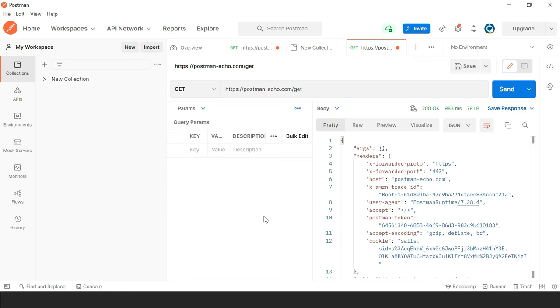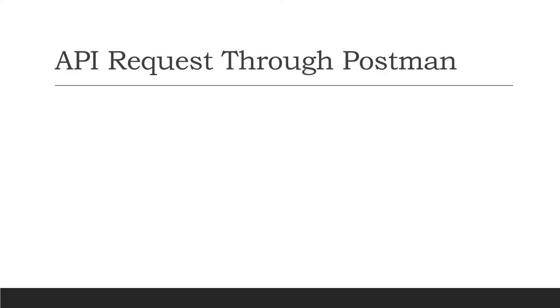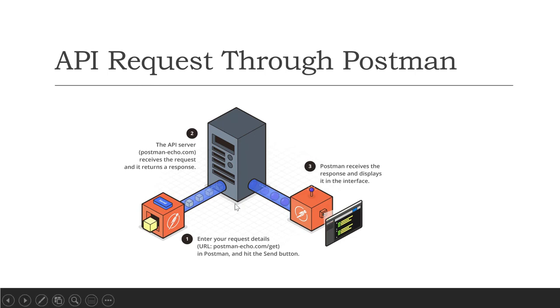And now we will get to know how Postman works internally with this request. So let's go to that. Understand the flow of an API request through Postman. So this is the Postman Echo server to which we sent the request.